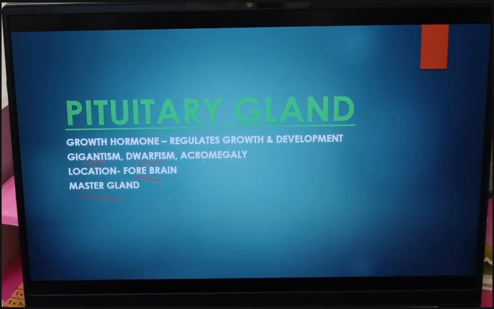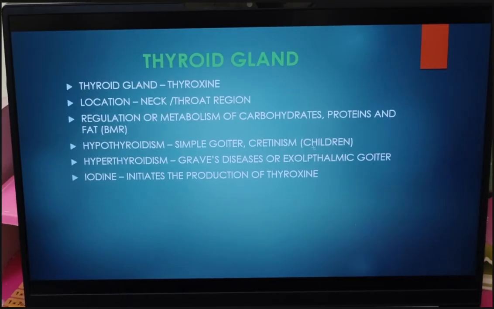And in some cases, the body develops abnormally. You call that acromegaly. So the pituitary gland plays a major role in the production of growth hormone that regulates growth and development.